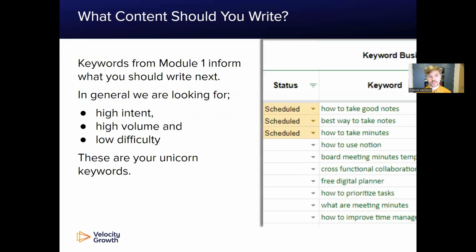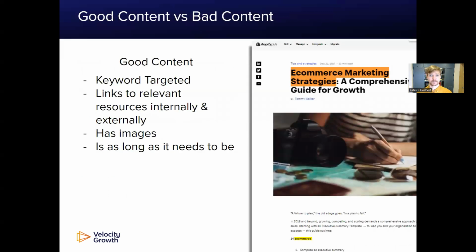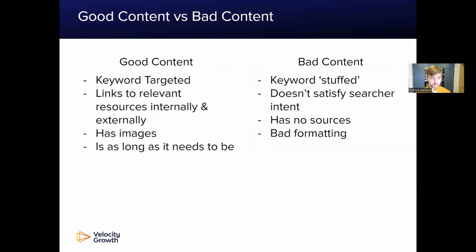We covered how to choose the keywords, what your unicorn keywords look like. They're high intent, high volume, and low difficulty. But you want to be choosing these strategically, right? And maybe you won't have this trifecta all the time, but you want to keep this in mind and keep an eye out for them. And we looked at good content versus bad content. Good content being keyword targeted, linking to relevant sources internally in your own site and externally on other people's sites, having images, and being as long as it needs to be.